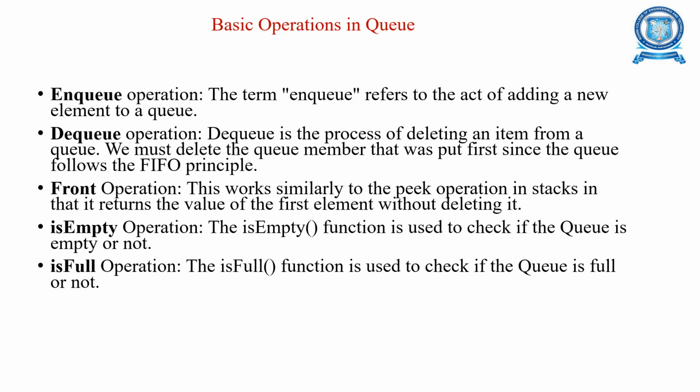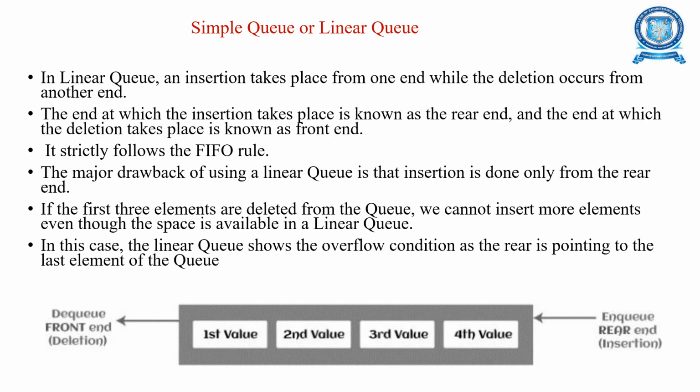The basic operations in a queue are NQ, DQ, front, isempty, and isfull. NQ is adding a new element, DQ is deleting an item, and the front operation is like the peek operation in a stack, that is, it returns the value of the first element without deleting. Isempty is used to check if the queue is empty or not. Isfull is used to check if the queue is full or not.